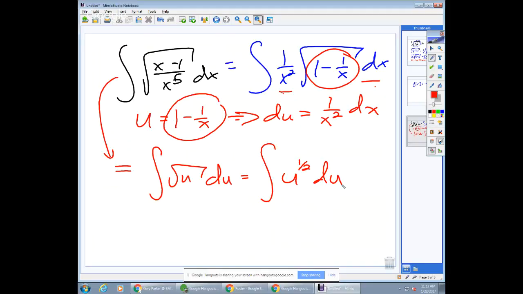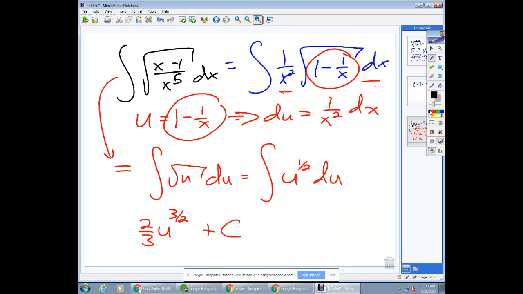If I write it that way, I can say, oh yeah, add 1 to the power. That gives me a 3/2, and divide by the 3/2. So an antiderivative for the u stuff would then be 2/3 u to the 3/2, because dividing by a fraction is the same as multiplying by its reciprocal. Since I don't have boundaries here, I have to tack on a plus c. And I probably should substitute back in my 1 minus 1 over x.